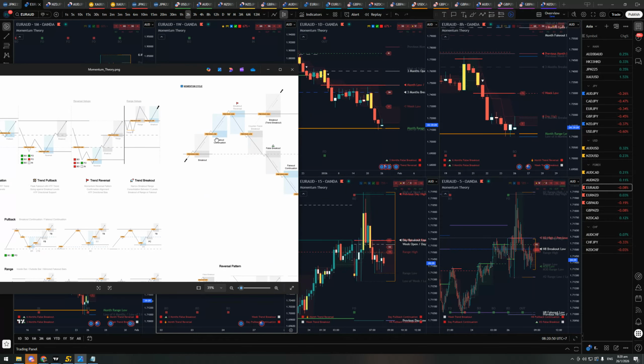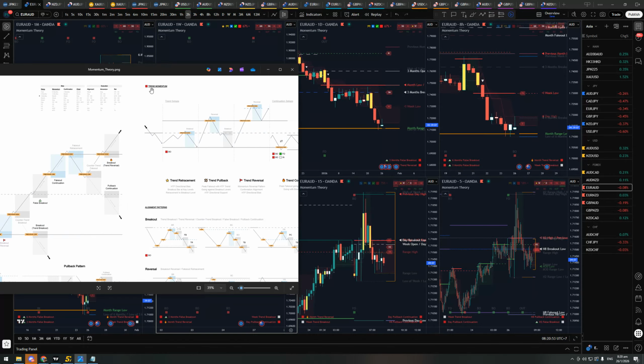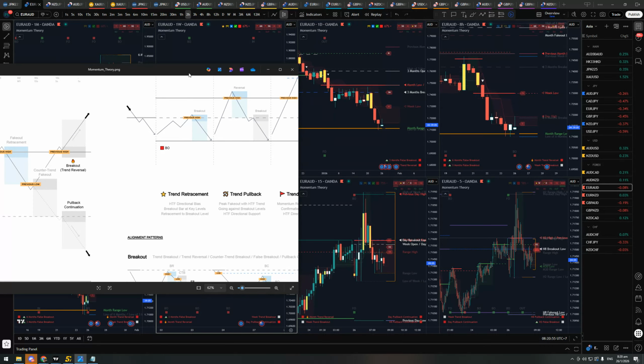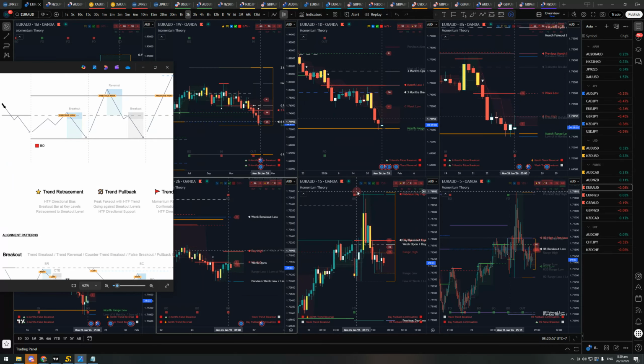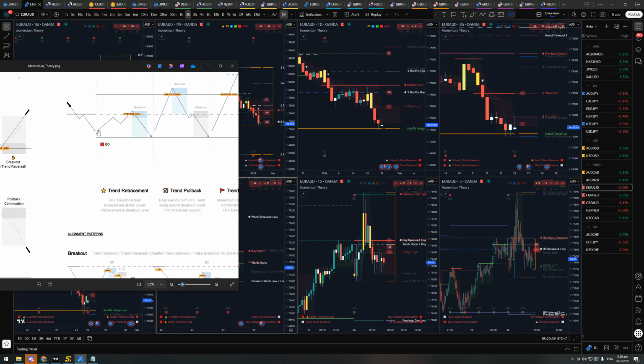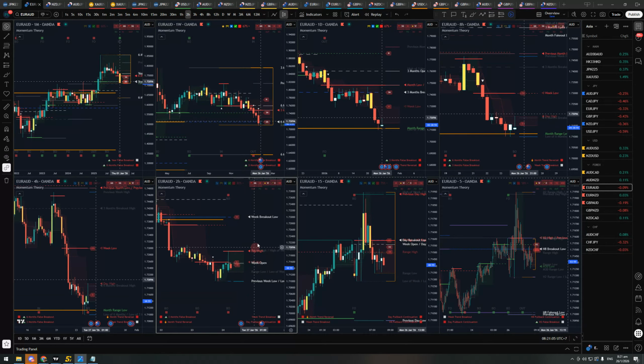So this one we have bearish trend momentum, bearish breakout bar. I think both are going to be the same yet. Weekly breakout, daily breakout. First setup is trend retracement. Want to see price retrace back to the breakout level. Fake out the momentum time frame, take it back down.